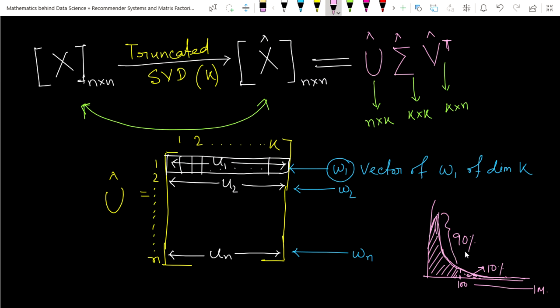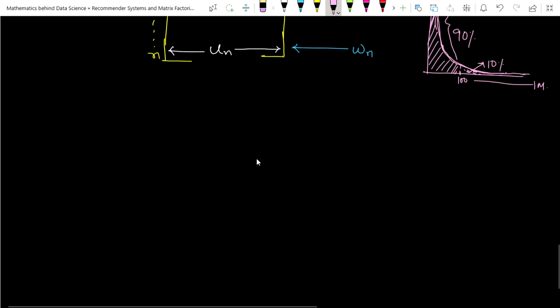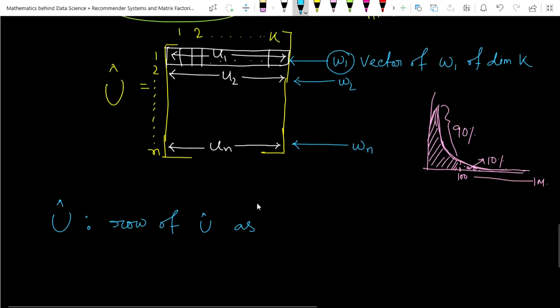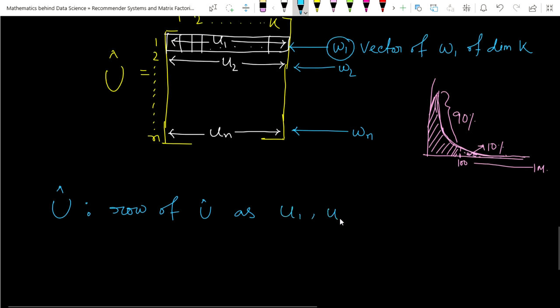Only 90% of the information is contained by this simple 100 dimensional representation. Because of this reason, this is so important. Okay, I think you got the idea how these things are important. So now let's look at the U hat that we got. The rows of U hat are like U1, U2, U3, up to UN.